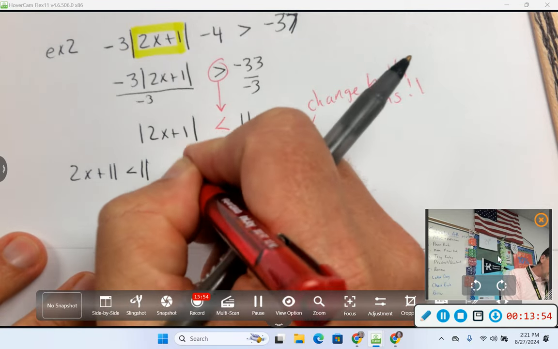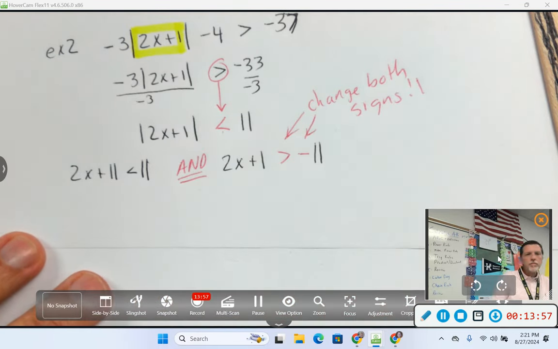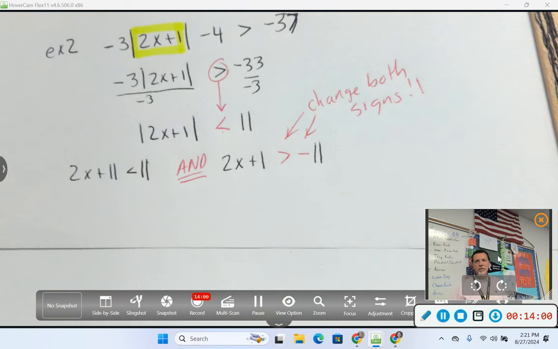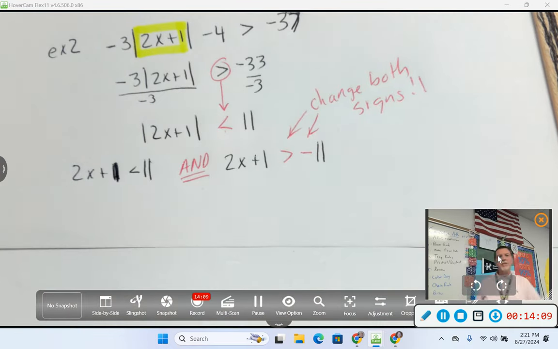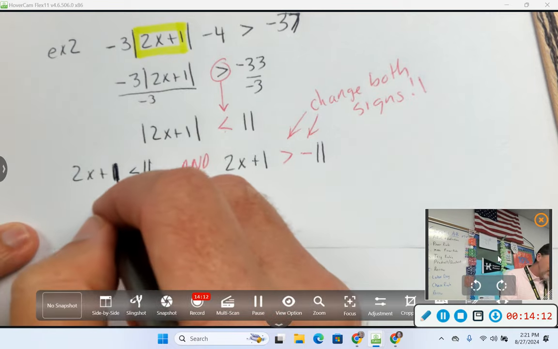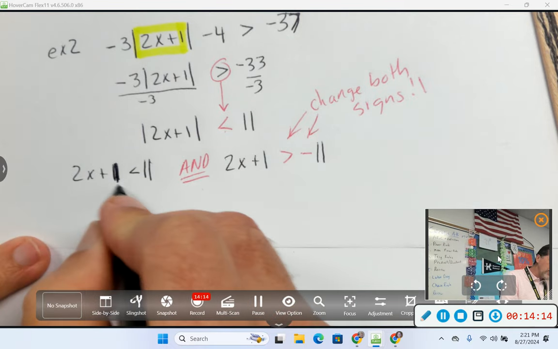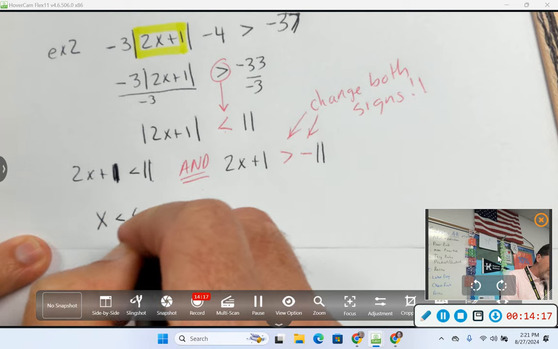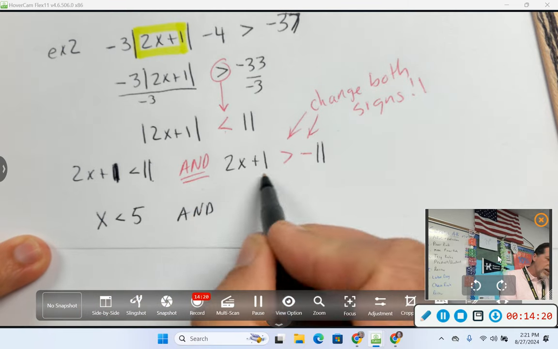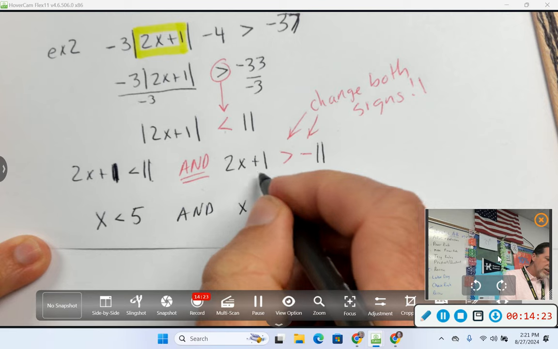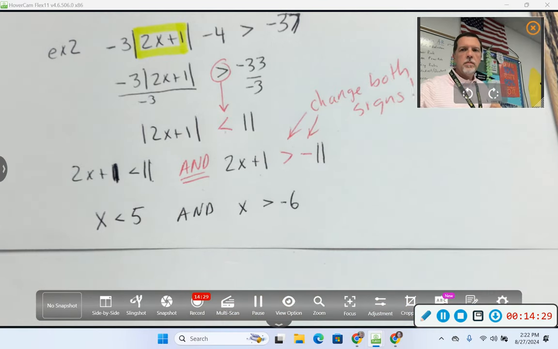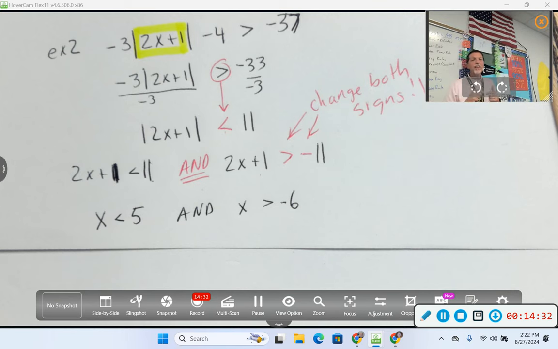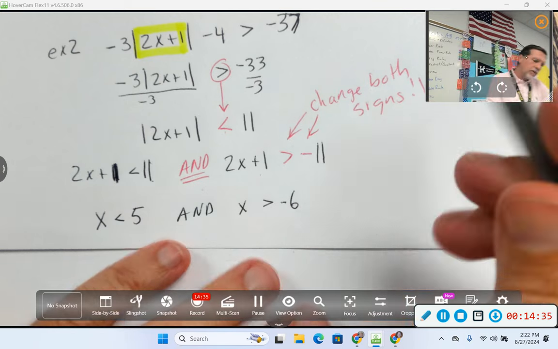Okay, this was a less than problem, so that means it's an "and" problem. So I'll be looking for the overlap once I get things solved. Did I mess up something? I put 11 instead of 1. Of course, that's a 1. I'm running out of space, so I'm going to do this all at once. Subtract the 1, divide by 2, I get x is less than 5. Subtract the 1, divide by 2, x is greater than negative 6. Okay, so now I need to graph those and look for the overlap. "And" means both things have to be true.